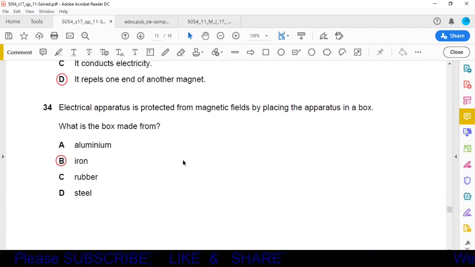Question number 34. Electrical apparatus is protected from a magnetic field by placing the apparatus in a box. What is the box made from? Option A, aluminum. Option B, iron. Option C, rubber. Option D, steel. Okay, option B is the correct one. It is made from iron.